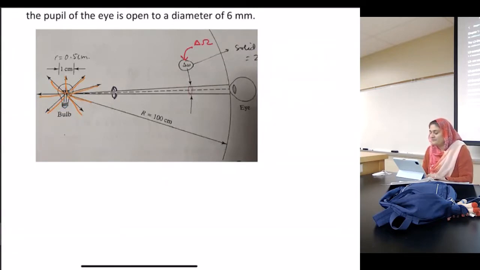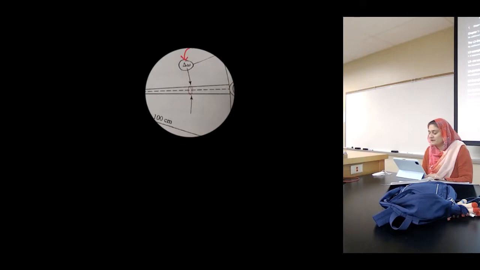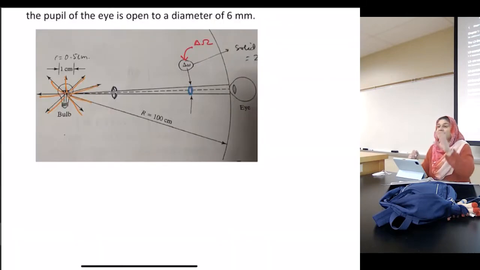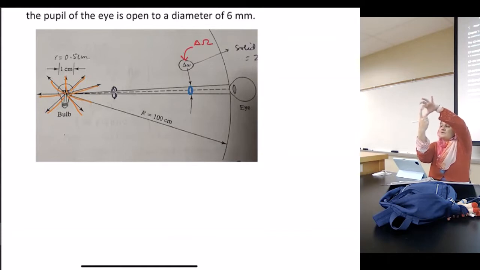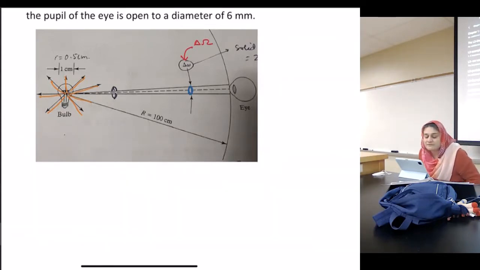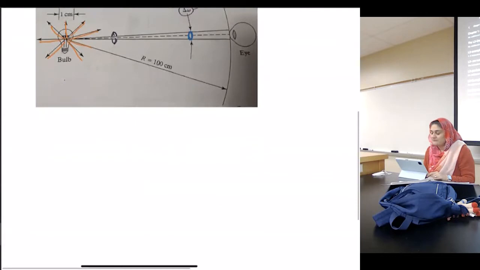Okay, and then there's an eye. That's where we are. So our solid angle is here. That's our solid angle. Remember, an angle is in 2D. A solid angle is actually in 3D. But we're trying to draw 3D into 2D. So think of this as a solid angle going outwards this way. So what's number one? What does it want us to find? The radiant flux.